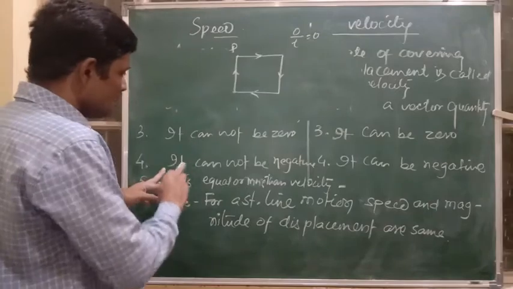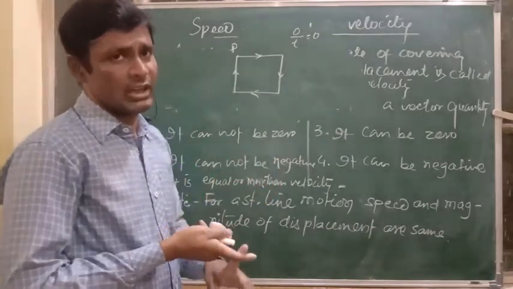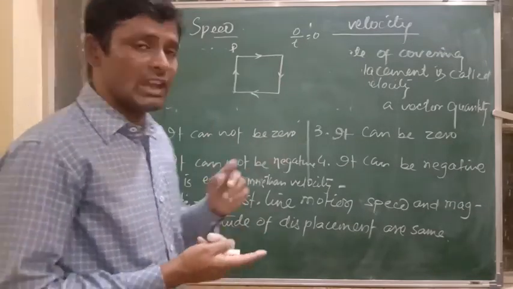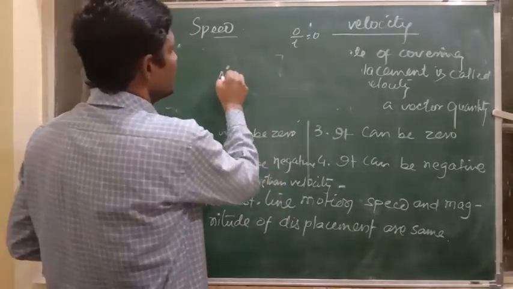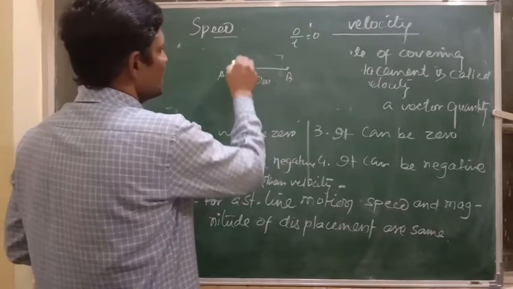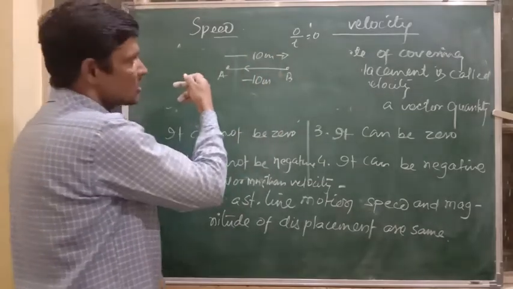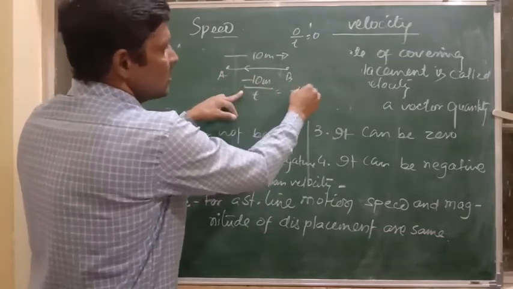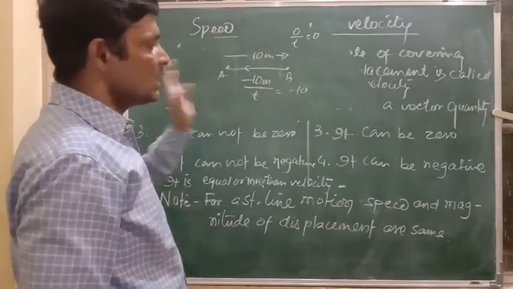And the fourth one, speed cannot be negative. As we have discussed, distance cannot be negative, so speed cannot be negative, but displacement can be negative. Suppose that someone has to travel from A to B, but he has traveled from B to A, the displacement is minus 10 meter instead of 10 meter. For this direction it was 10 meter, but when he took the other direction it is minus 10 meter. So minus 10 meter divided by t, here comes the negative sign. So velocity can be a negative quantity.